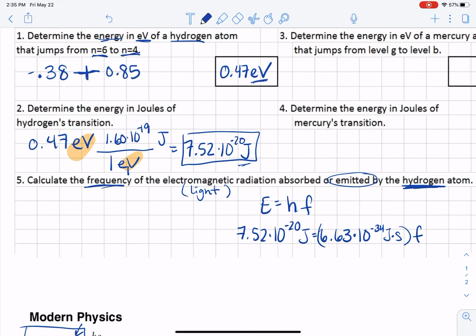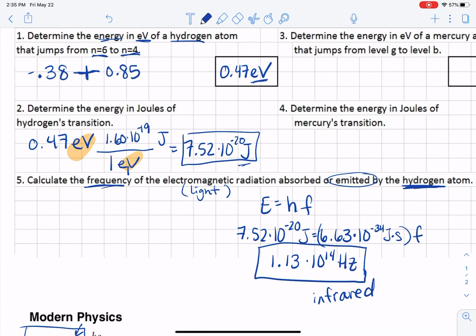You're going to solve for frequency by dividing by Planck's constant on both sides. Notice joules cancel out. And when you do that, you're going to get 1.13 times 10 to the 14 hertz, which is the frequency of the light wave. Now, this particular light wave is below the visible spectrum, so it's not going to be a color in this case. So it's going to be infrared light. In this case, it didn't ask you for what specifically it was, but that's how you would look at it.